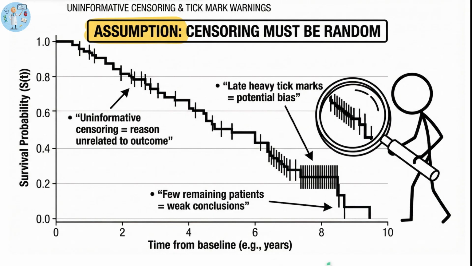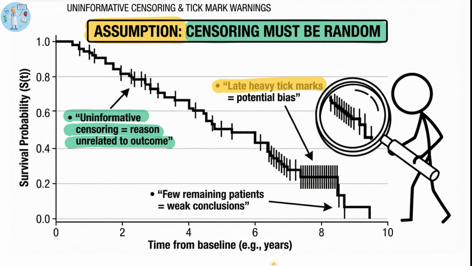That is an excellent critique, and it's the core assumption of the whole method. We have to assume that the reasons for censoring are random or uninformative. Uninformative, meaning the reason they left isn't related to their outcome in the study? Exactly, like the study ending or moving for a new job. If the censoring is uninformative, the data holds up beautifully. But what if it's not? What if a lot of people drop out late in the study? That assumption gets pretty shaky, doesn't it?